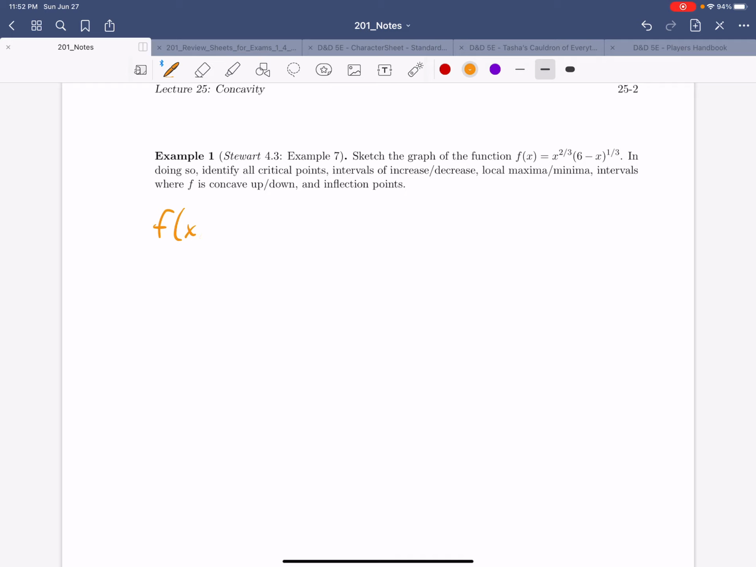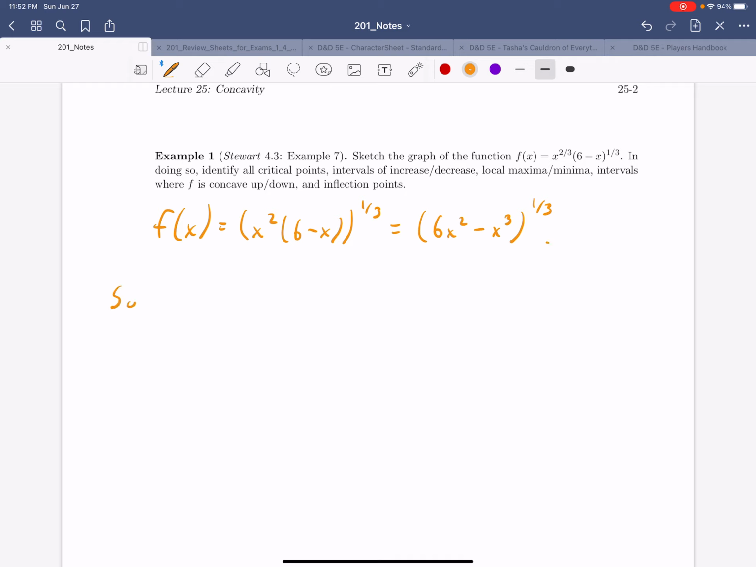Now that said, for differentiation purposes, it's easier if we actually write it like this: x squared times 6 minus x, raised to the 1/3. Right? Put the x squared inside the 1/3 and then multiply it through and you get 6x squared minus x cubed, all to the 1/3 power. Okay.